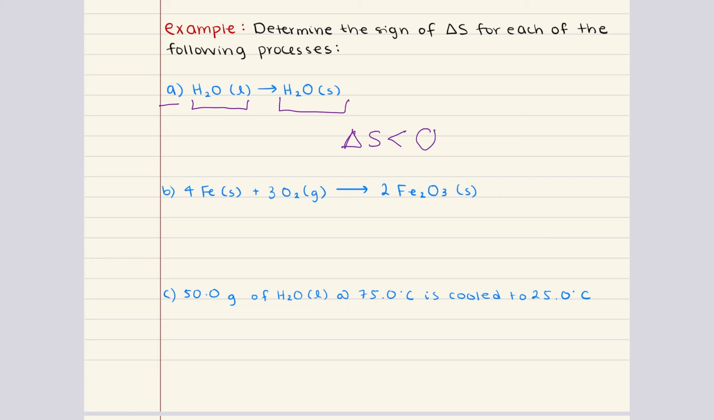In part B, we have iron and oxygen gas reacting together to form iron(III) oxide. What we notice here is that we have 3 moles of gas on the reactant side, but none on the product side.